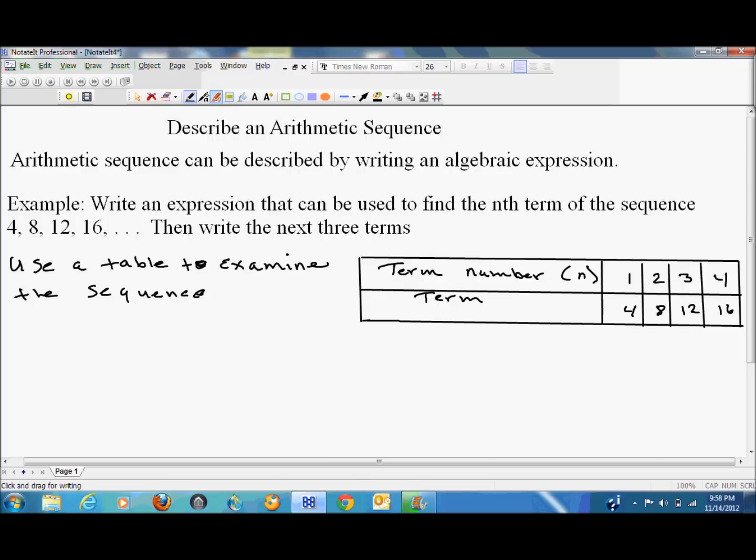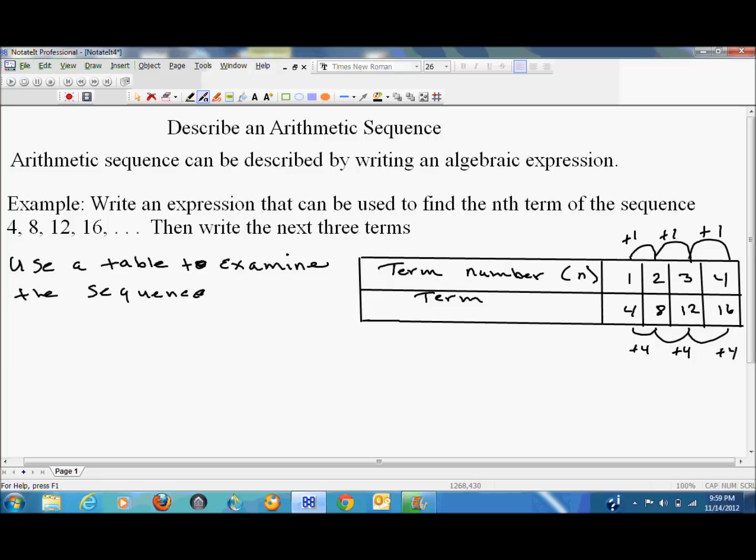Now, what we need to do is see what is going on with both our term number and our term. As you can see, when we go from 1 to 2, we're adding 1. We go from 2 to 3, we're adding 1. And we go from 3 to 4, we're adding 1. That makes a lot of sense. Now, once we go from 4 to 8, that is plus 4. 8 to 12 is plus 4. And 12 to 16 is plus 4.